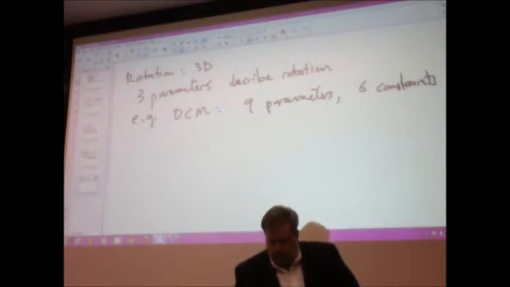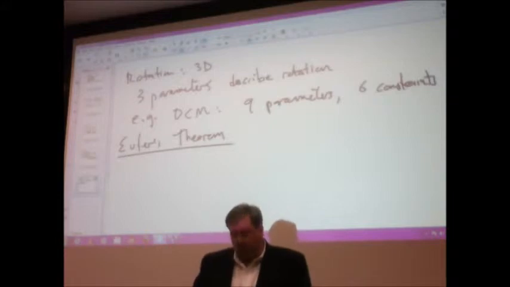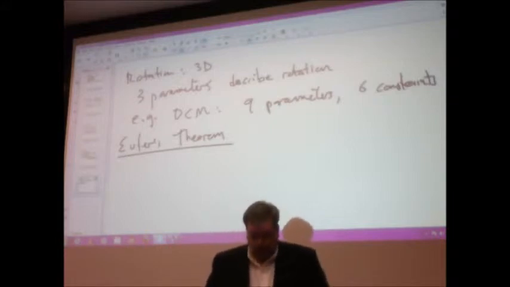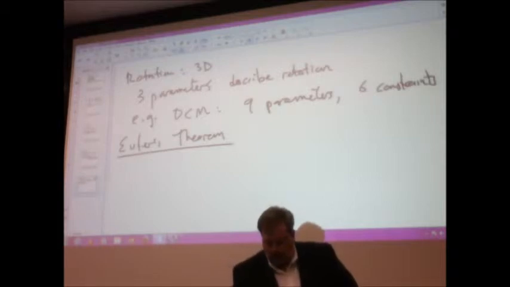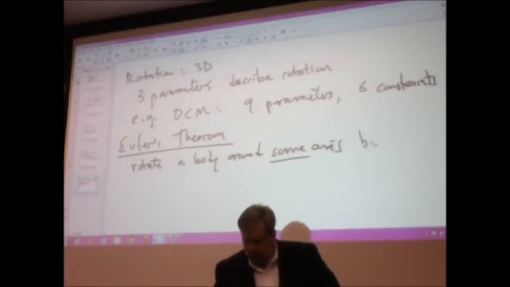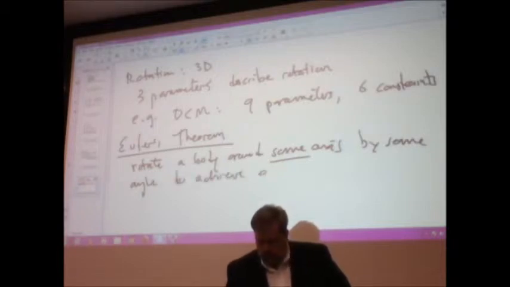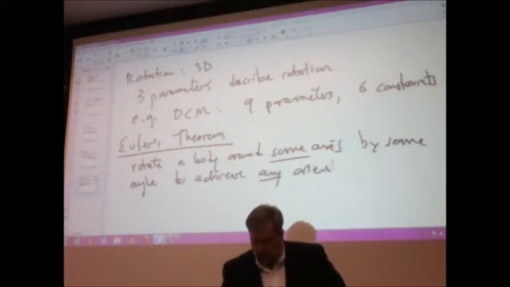So we're going to talk about it through something called Euler's theorem. It says that the most general displacement of a body with one fixed point is a rotation about a single axis through that point. So that's one way of saying that you can always rotate a body around some axis by some angle to achieve any orientation.